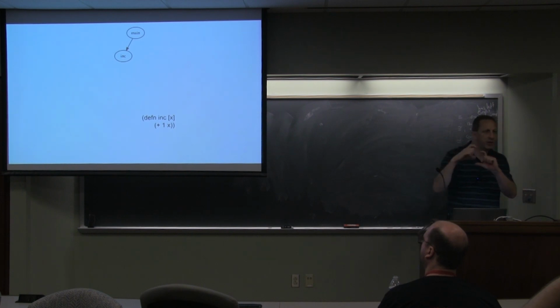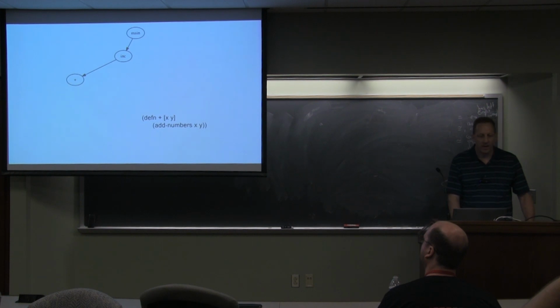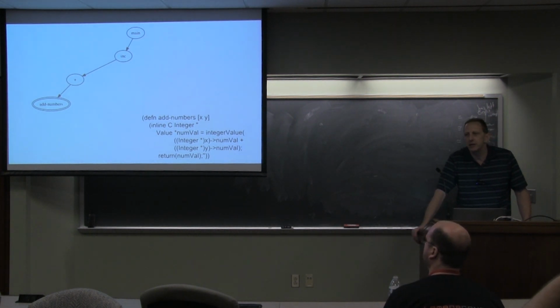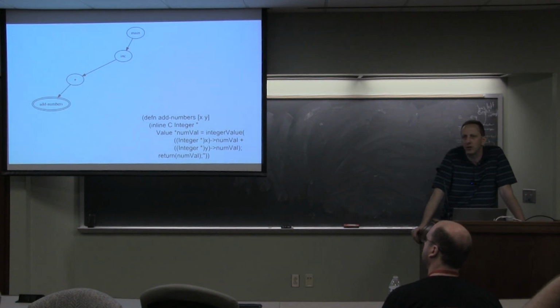That was the inner expression. So inc gets called, and it gets passed a 9. In this case, that's x. So then inc in turn calls plus, and it passes it 2 numbers. Plus in turn calls add numbers. Now add numbers is a leaf in the call tree.